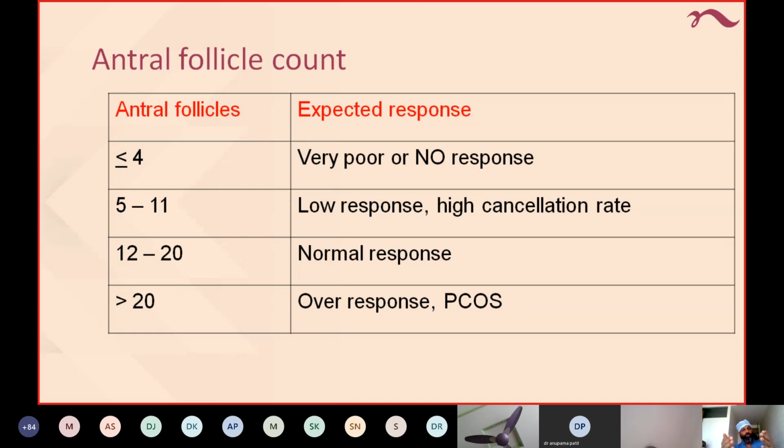See, your follicle reserve is very low. So since it is low follicular reserve, low egg reserve, it is possible that you may not get a good number of eggs, or stimulation will be very low. Pregnancy chances are lower. If it is 12 to 20 follicles, normal response. But more than 20, again, you should be careful. It's a double-edged sword. Either too low or too high, both are bad. So if it's more than 20, then it could be PCOS or hyper response, and look out for hyperstimulation.